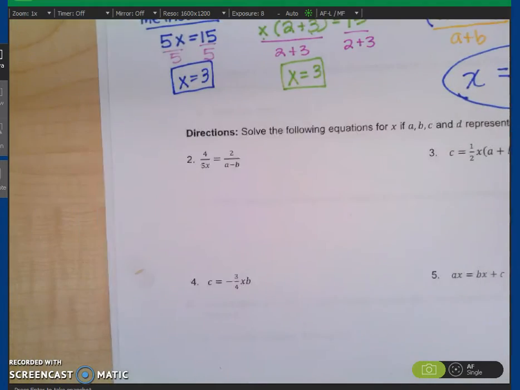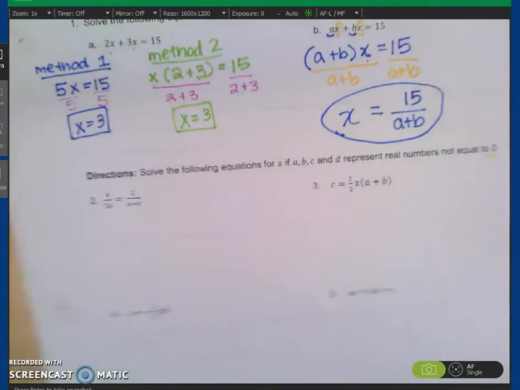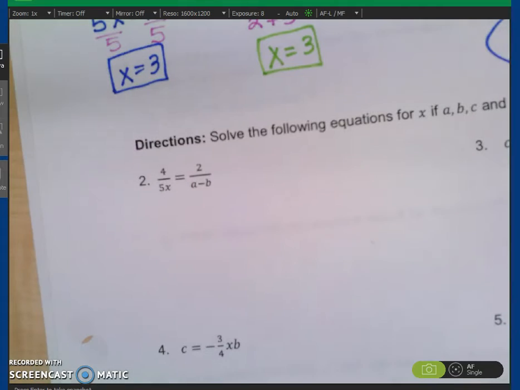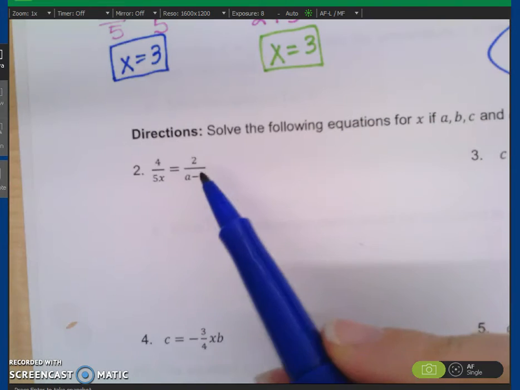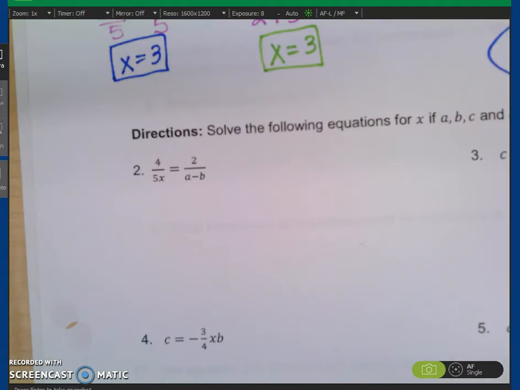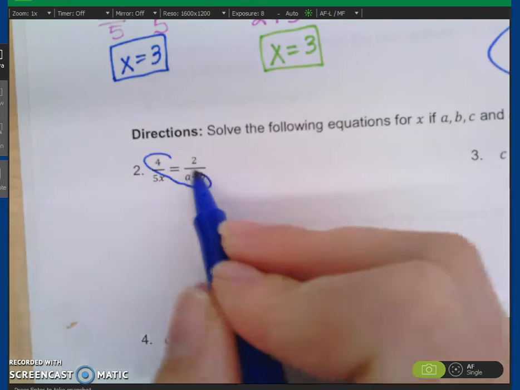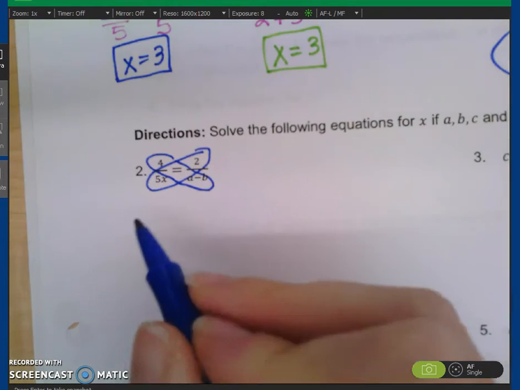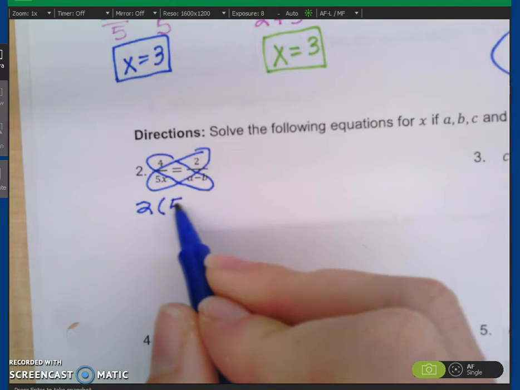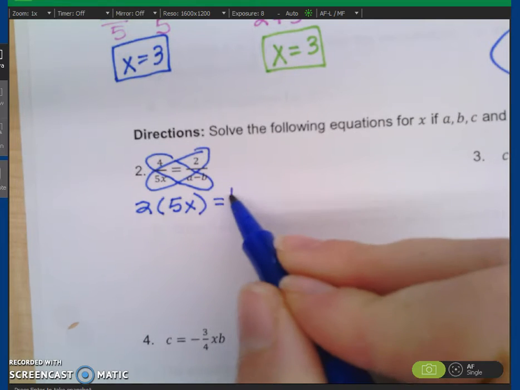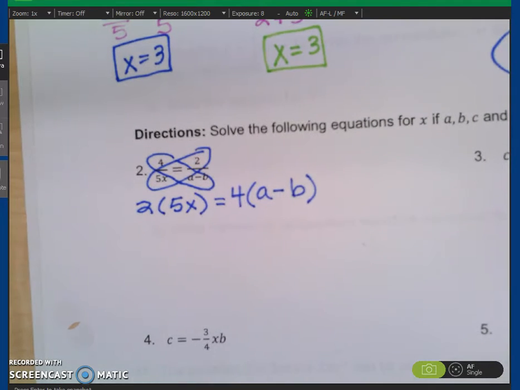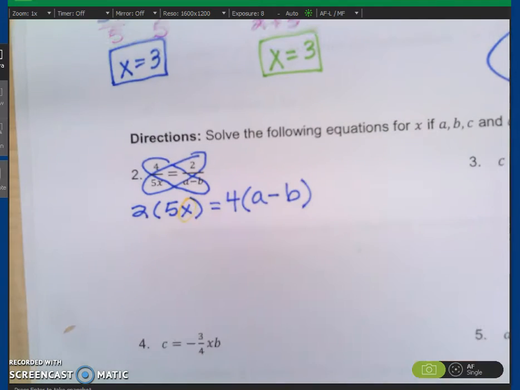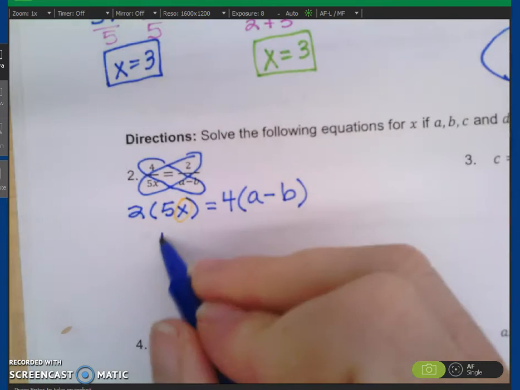So taking a look at number 2. What I realize is I have two ratios set equal to one another. Because I have two ratios set equal to one another, I've formed a proportion. How do we solve proportions? That's right, cross multiply. So when I do that, I have 2 times the quantity of 5x equals 4 times the quantity of a minus b. What variable am I solving for again? Oh yeah, that's right, x. 2 times 5x is 10x.